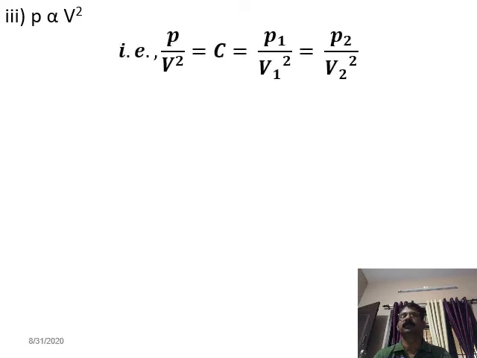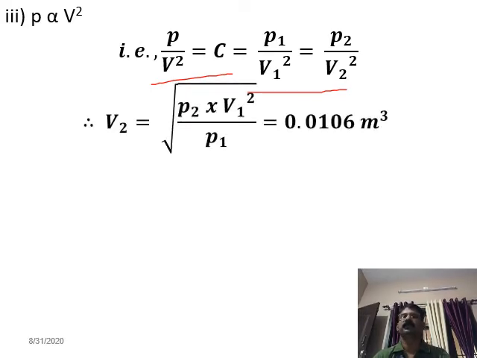P is directly proportional to V square. So you can write P is equal to C into V square, or P by V square is equal to C, or P by V square is also equal to P1 by V1 square is equal to P2 by V2 square. Once again you would write the general expression for the work done, right?